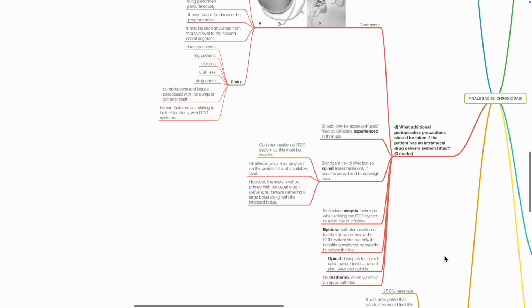Intrathecal bolus may be given via the device if it is at a suitable level. However, the system will be primed with the usual drug it delivers, so beware of delivering a large bolus along with the intended bolus. Meticulous aseptic technique when utilizing the ITDD system to avoid infection. Epidural catheter insertion is feasible above or below the ITDD system site, but only if benefits outweigh the risk. Opioid dosing as for an opioid-naive patient, unless the patient is also taking oral opioids. No diathermy within 30 cm of the pump or catheter.